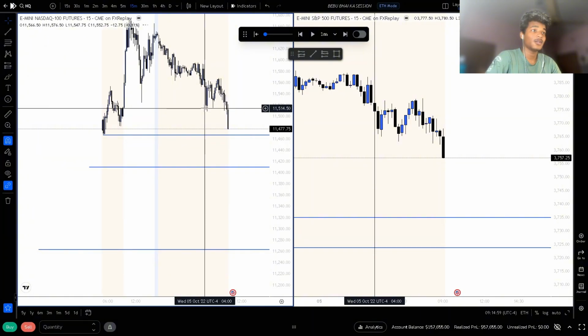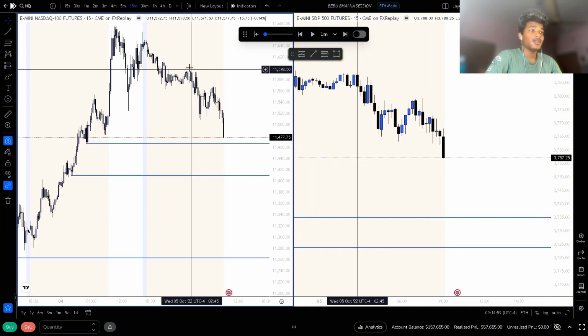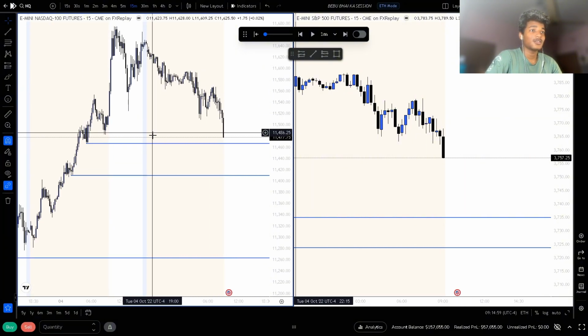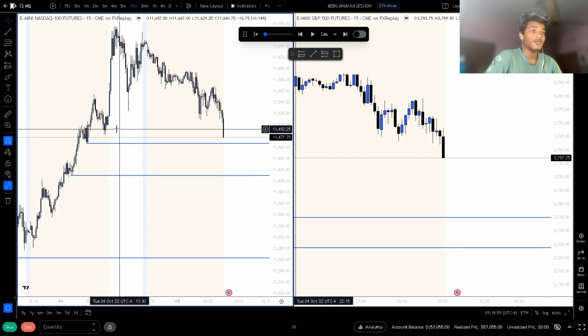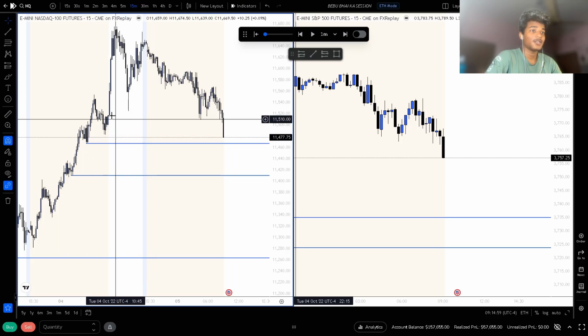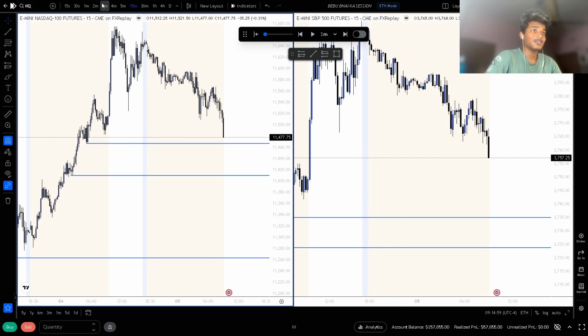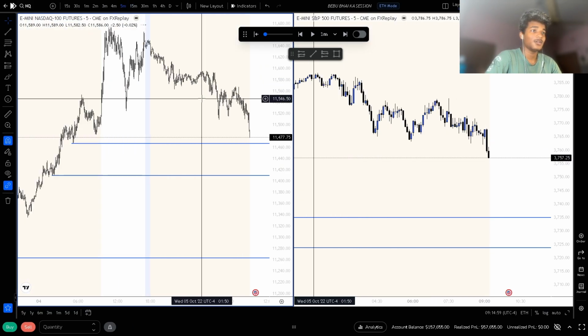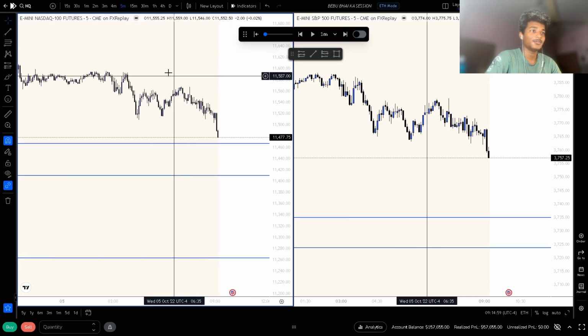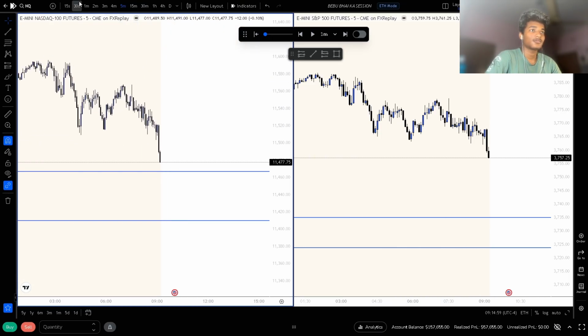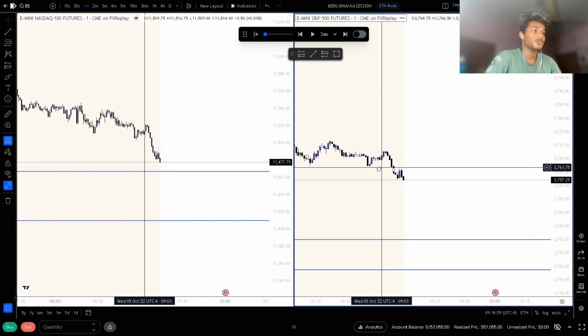Let's see the 15 minute. We have nice LRL above us, and we don't have any gaps of 15 minute in this area, but in this area we do. So let's see the 5 minute and then the market open. The 5 minute also looks very neutral. Let's just see the market open now.